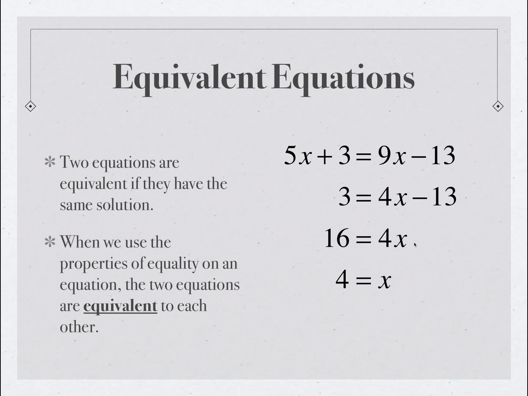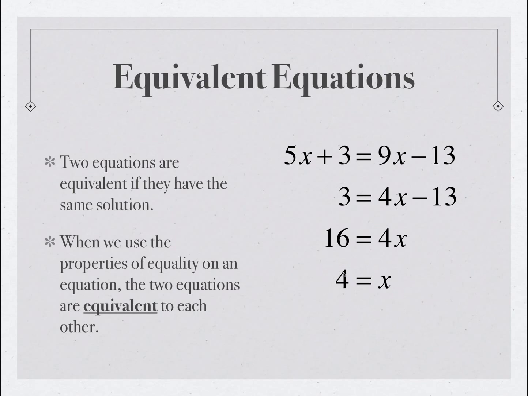And when we divide both sides of this equation by 4 to get 4 equals x, we have an equation that's equivalent to the first one. Of course, it's easier to tell the value of the unknown looking at the last equation, 4 equals x, than it is looking at the first equation. And that's the whole purpose of using these properties, is to take a rather complicated equation and change it into a very simple equation where we can see the answer.